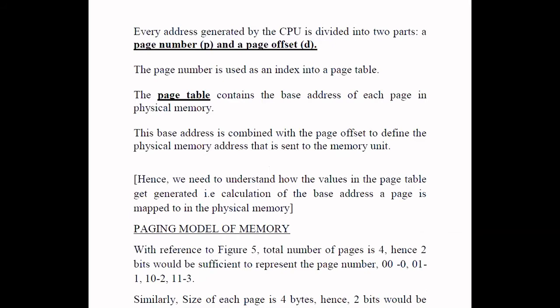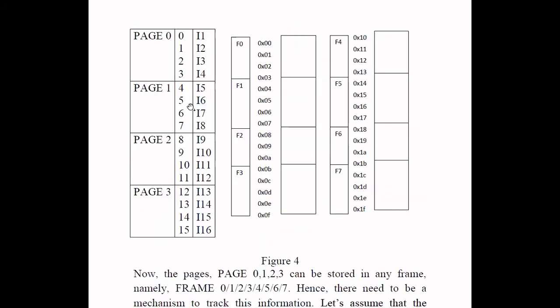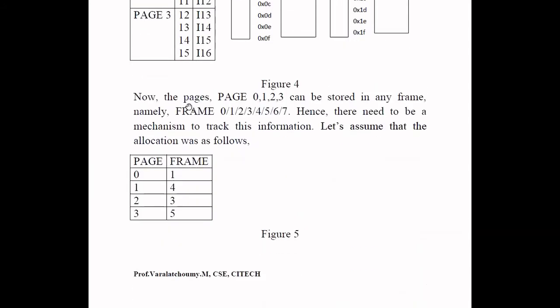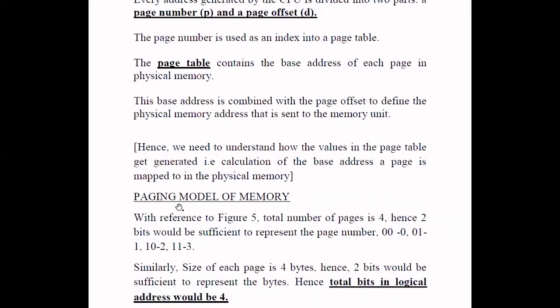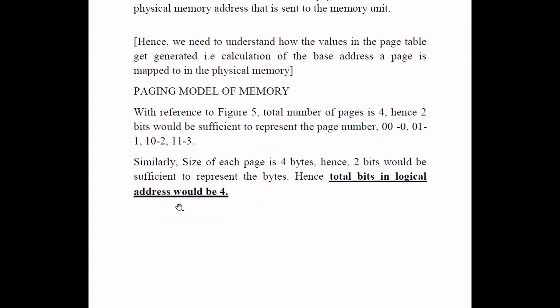So finally, this page number is something which is going to get indexed into the page table. This page table will have the page number and the respective frame number. The moment we get into that frame, we would be able to predict the offset also. That we are going to check out now. So what happens over here? The paging model of the memory is something we need to concentrate upon. We are going to see the logic behind the paging model of memory.